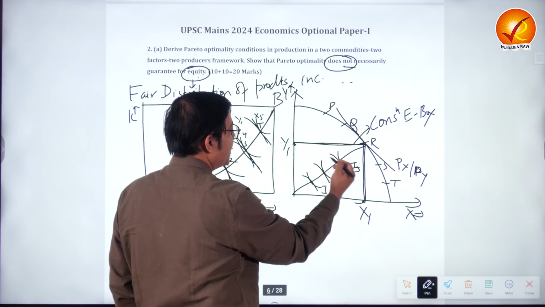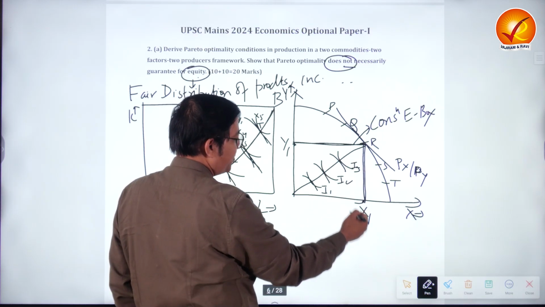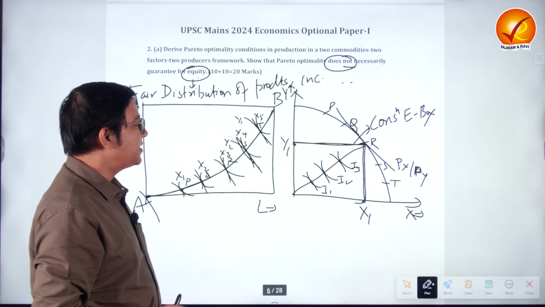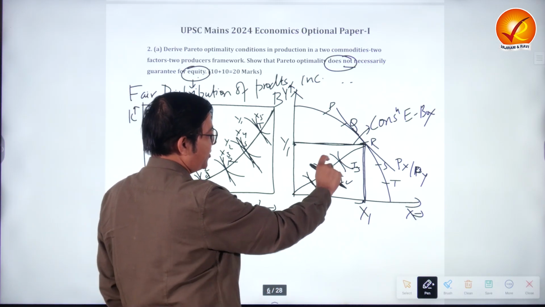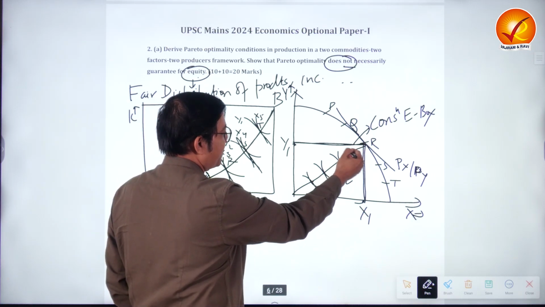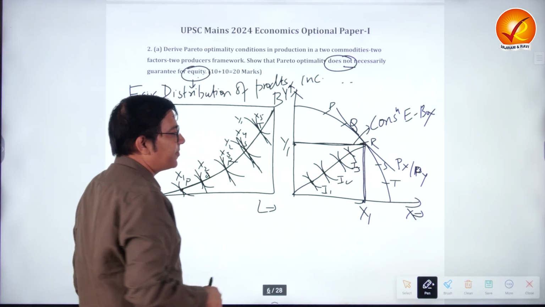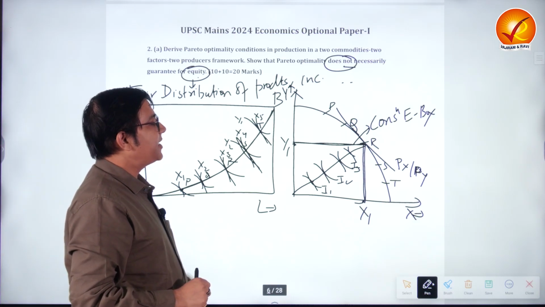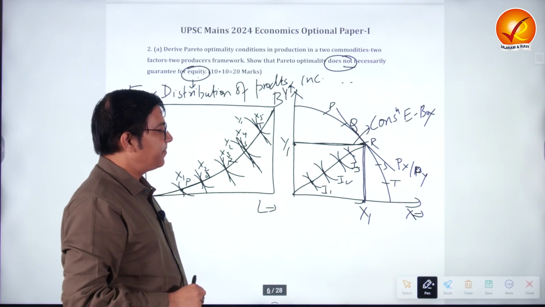You can call them I1, I2, I3, and similarly on the other side you can give it some other names. Since we had talked about the consumers being two, you can put some notation for that part. So these all are Pareto optimal again. These points on the consumption Edgeworth box contract curve are all Pareto optimal, but it is clearly not equitable.